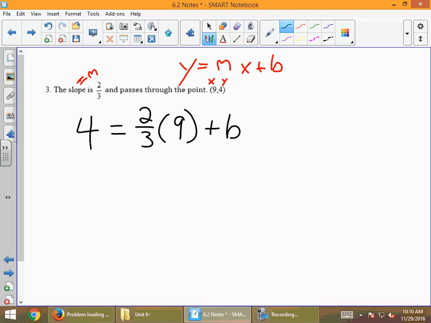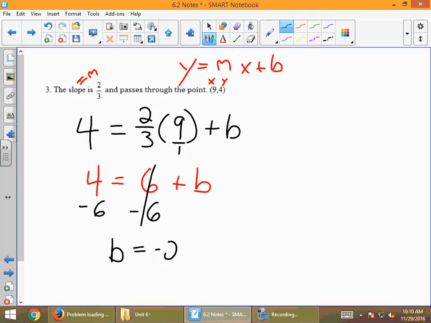6. Again, remember, why we do this is a fraction. Anytime you have a number, it's really a fraction over 1. 2 times 9 is 18. 3 times 1 is 3. 18 divided by 3 is 6. So I now have 4 is equal to 6 plus B. And I think we all know what to do at this point. Last step is subtract 6. Good call, everybody. Too quiet today. What's 4 minus 6? -2. So I know that B is equal to -2.